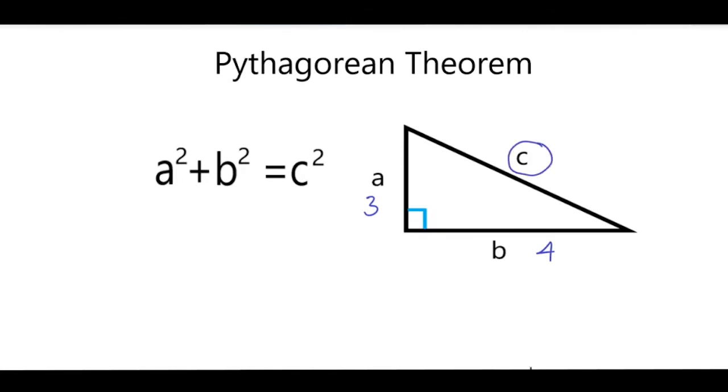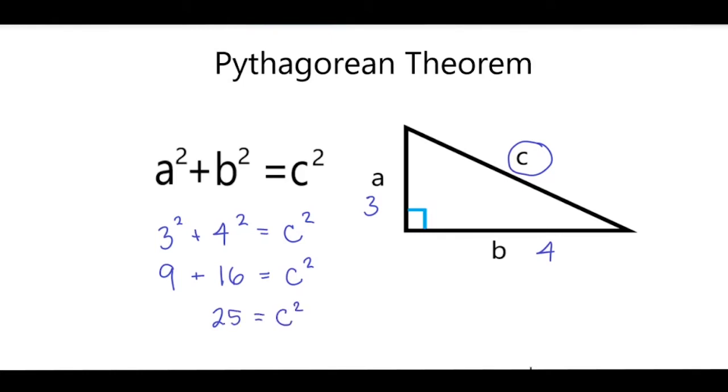Well, A squared would be 3 squared plus B squared, so that'll be 4 squared, and that equals C squared. Well, 3 squared is 9, because 3 times 3 is 9, plus 4 squared, which is 16, because 4 times 4 is 16. So that's going to equal C squared. Well, now I add 9 plus 16, and that's 25, equals C squared.